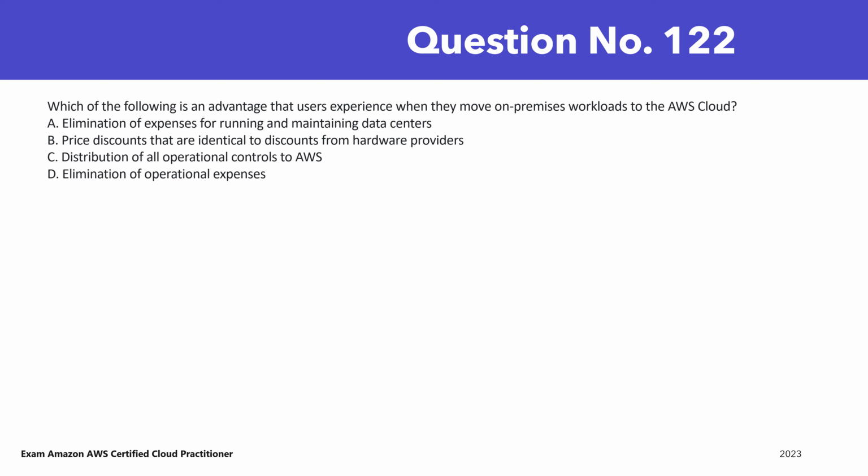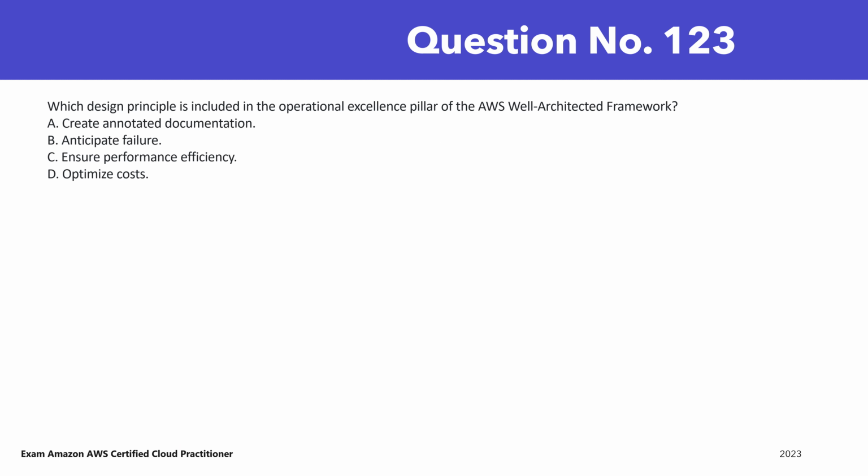Which of the following is an advantage that users experience when they move on-premises workloads to the AWS Cloud? A. Elimination of expenses for running and maintaining data centers. B. Price discounts that are identical to discounts from hardware providers. C. Distribution of all operational controls to AWS. D. Elimination of operational expenses. Correct answer, A. Which design principle is included in the operational excellence pillar of the AWS Well-Architected Framework? A. Create annotated documentation. B. Anticipate failure. C. Ensure performance efficiency. D. Optimize costs. Correct answer, B.